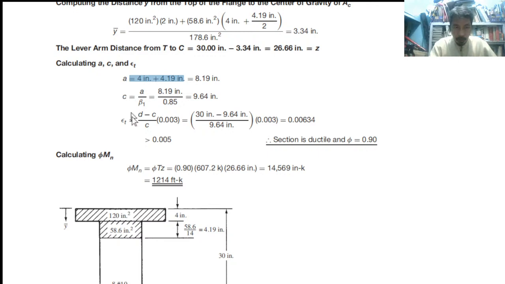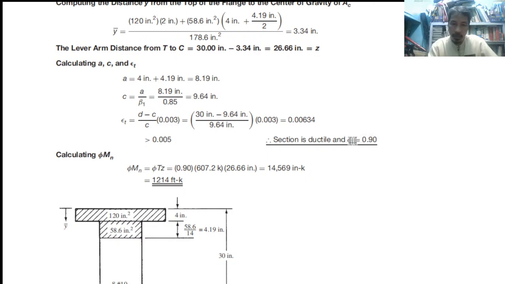So find out C. So C is 9.64 because we use beta 1.85 again because FC prime is 4000. Okay. So again, if FC prime is not 4000 but less than 4000, we have to have a beta formula solved and it must be less than 0.85. Okay. So because of that, we can find out D minus C over C. Therefore, we have this value. Okay, and compare. Is this equal, less than, or greater than the threshold? The threshold is 0.005. Therefore, this is ductile because it is greater than the threshold.